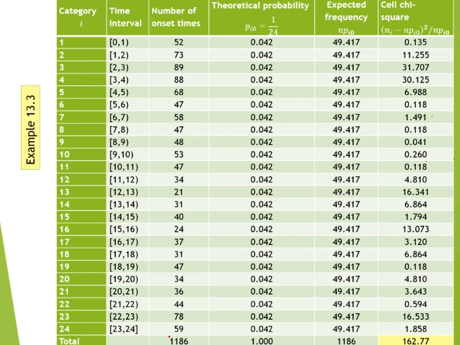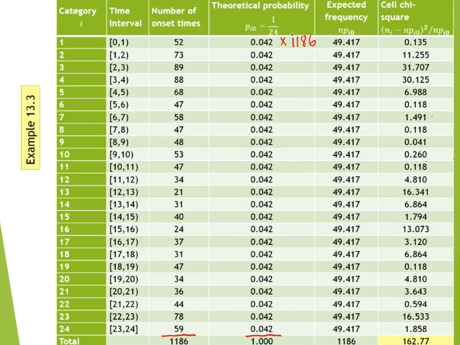Note that there were a total of 1186 mothers being observed. Note that the probabilities add up to 1. Note that because we have equal lengths of time, the expected frequency under the uniform case, for all of them, is 0.042 times 1186.